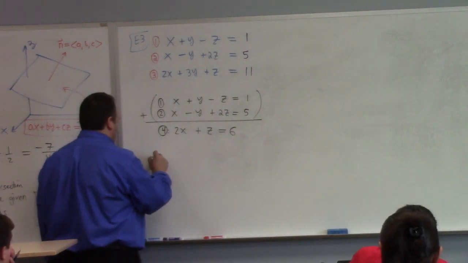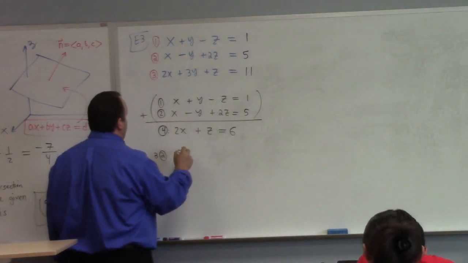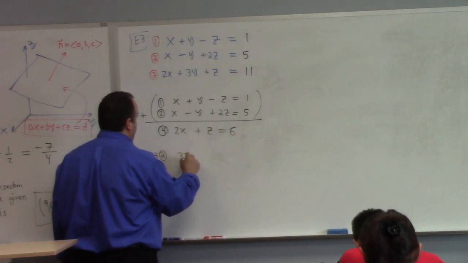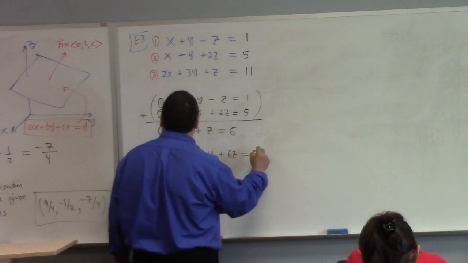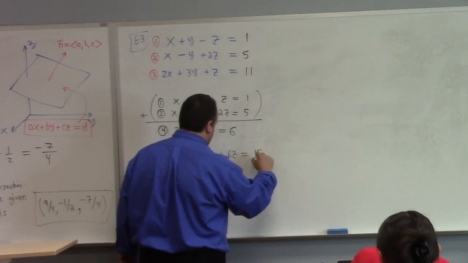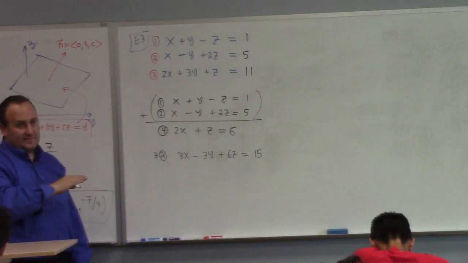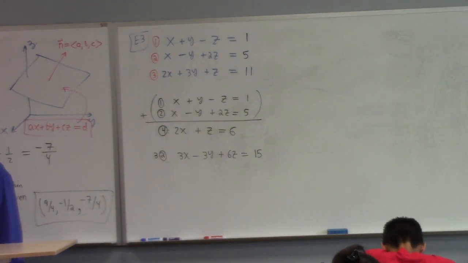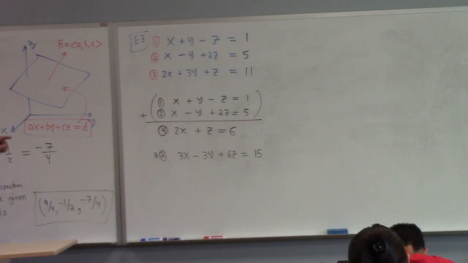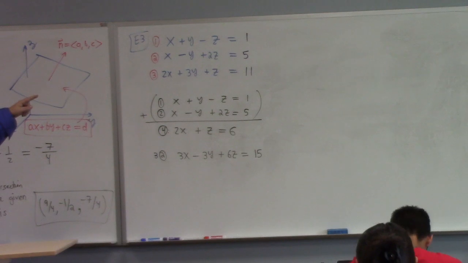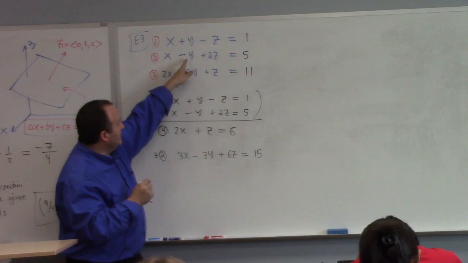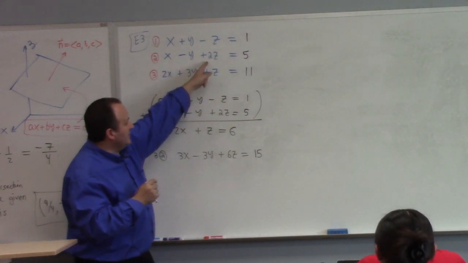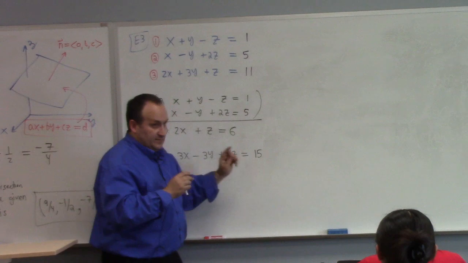Okay, yes, I like that. We're going to do 3 times equation 2, which gives me 3x minus 3y plus 6z equals 5 times 3, which is 15. I'm going to stop right there. Does everyone understand what I just did? I took equation 2 and multiplied it by 3. We multiplied the 3 across, right? So 3 times x, 3 times minus y is minus 3y, 3 times 2 is 6z, 3 times 5 is 15. Are we good?